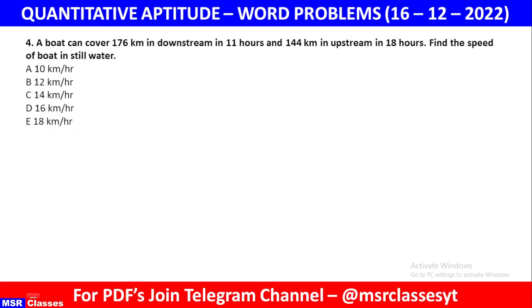Yes, next question. A boat can cover 176 kilometers downstream in 11 hours and 144 kilometers upstream in 18 hours. Find the speed of the boat in still water. Downstream, that is m plus s, is 176 upon 11, which is 16. Similarly upstream, m minus s, is 144 upon 18, which is 8. They want the speed of the boat in still water, the m value, so add and divide by 2, which is 12 kmph. Option B is the final answer. Done.